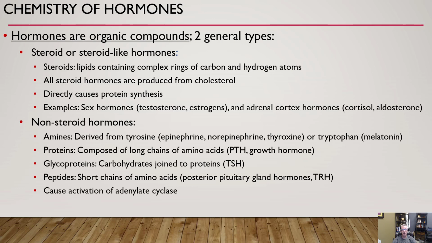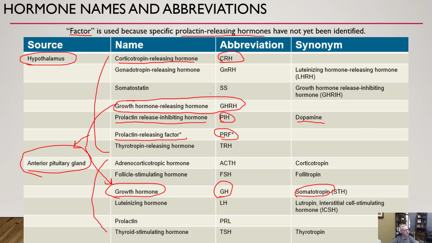Peptides are just short chains of amino acids. So your posterior pituitary gland hormones, ADH, antidiuretic hormone, and oxytocin, those are your two posterior gland hormones. And TRH, and you're going to say, well, what's TRH? TRH, remember, is thyrotropin releasing hormone. And we'll talk more about these hormones later on.